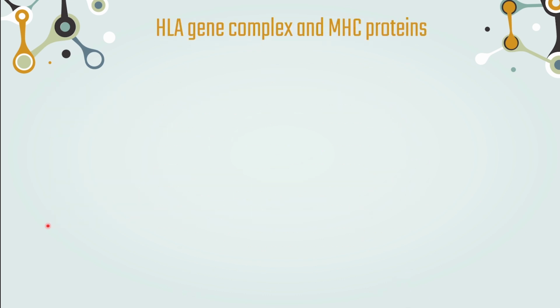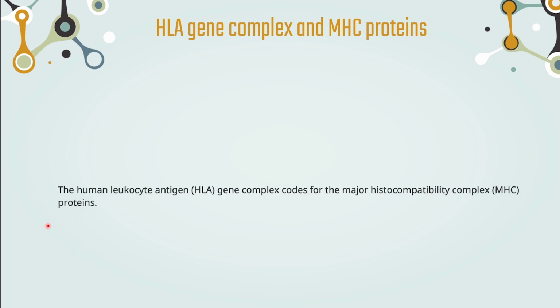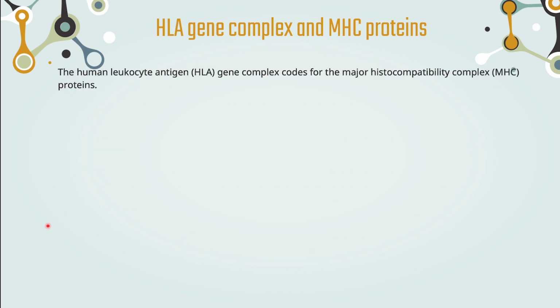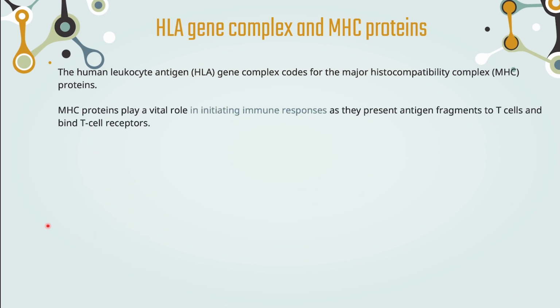Now, before we talk in more detail about function of B and T cells, we need to understand HLA gene complex and MHC proteins. So our body has these gene complexes called HLA, human leukocyte antigen. These gene complexes code for MHC proteins, major histocompatibility complex. All right. Now, MHC proteins play a vital role in initiating immune response as they present antigen fragments to T cells and bind to T cell receptors.